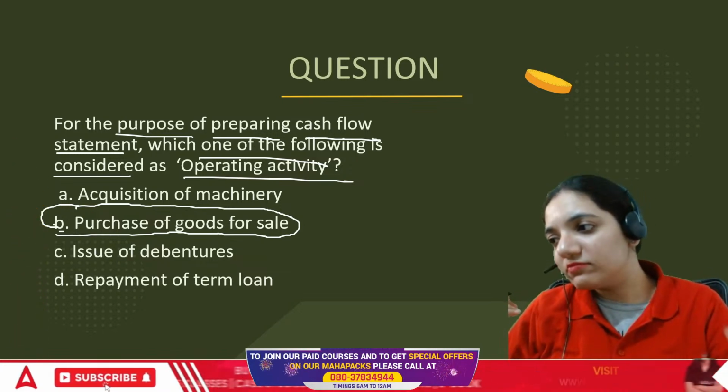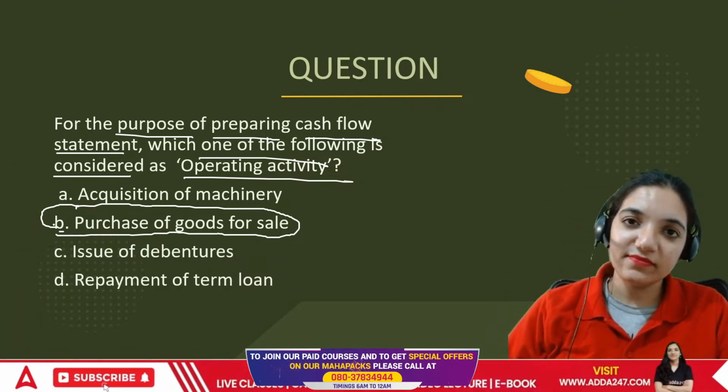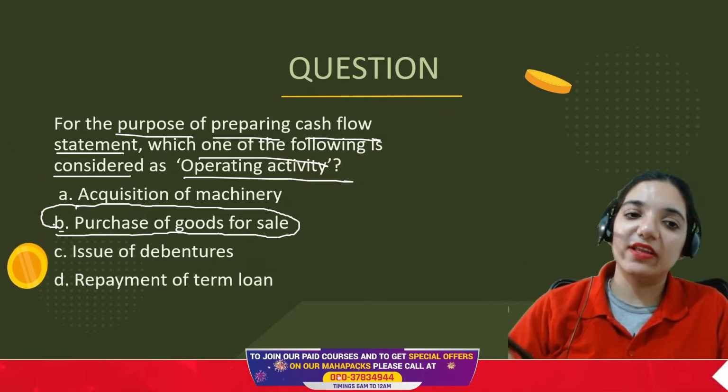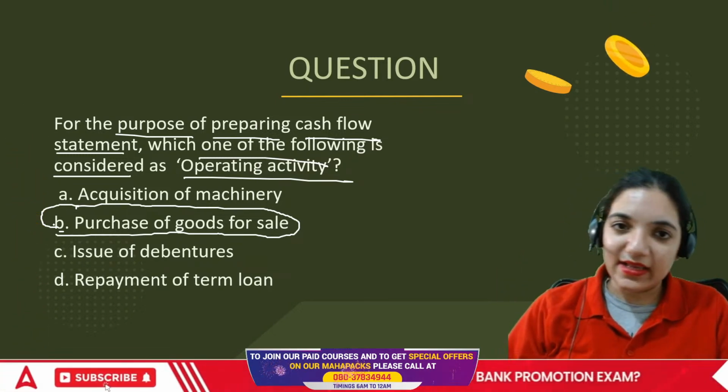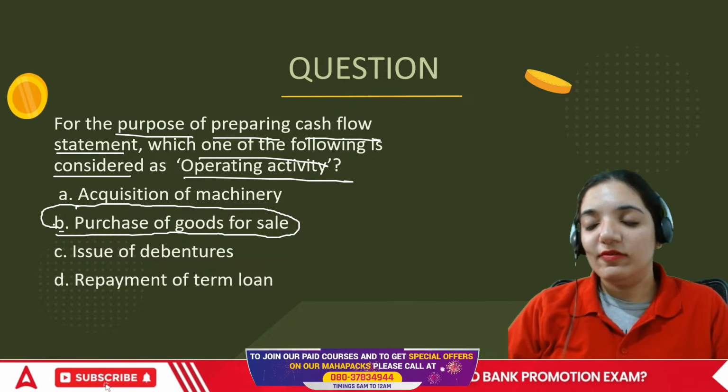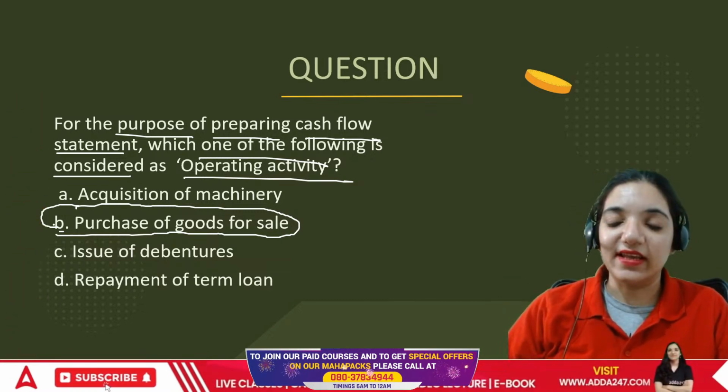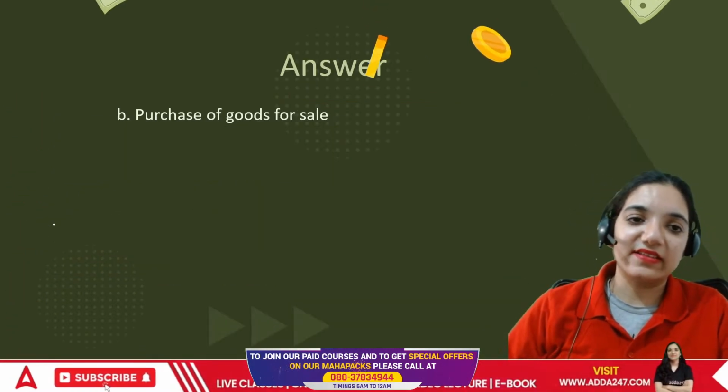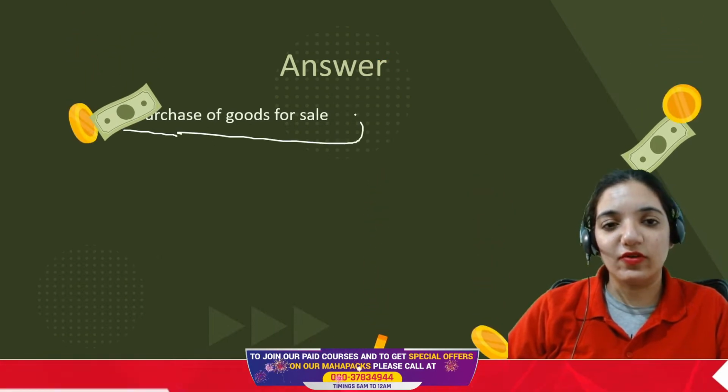I'll be doing it multiple times, while I'll acquire a machinery once in a blue moon. I'll issue debentures once in a blue moon. When I get money, I'll repay the loans. You know? So in this case, the correct answer is the purchase of goods for sale.